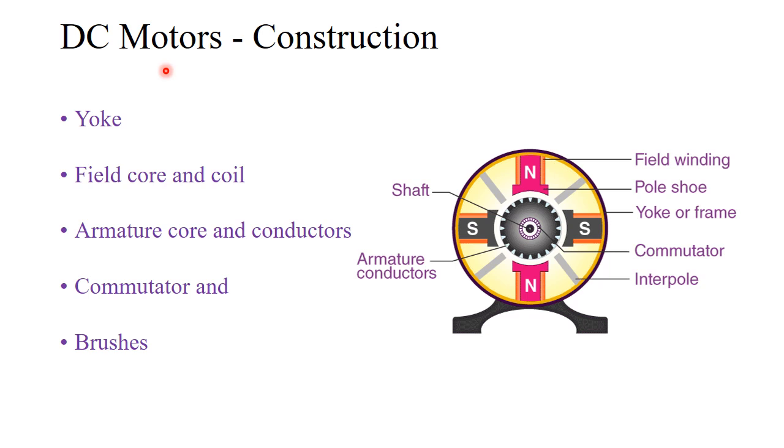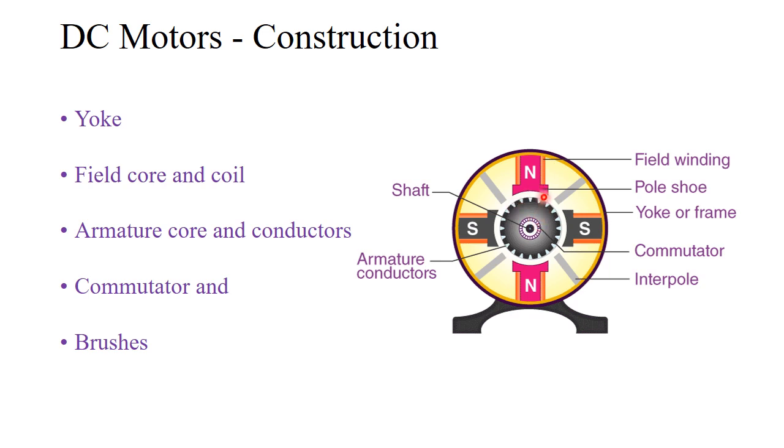That means this motor operates under DC power supply. Main parts and construction of DC motor. Here you can see yoke, field coil, and field core, then armature core and armature conductors, commutator and brushes. These are the parts of the DC motor. Here you can identify that the outermost covering is called the yoke or frame, and then here you can see the field core, and it is wound by the field winding, and then the field shoe, or pole shoes.